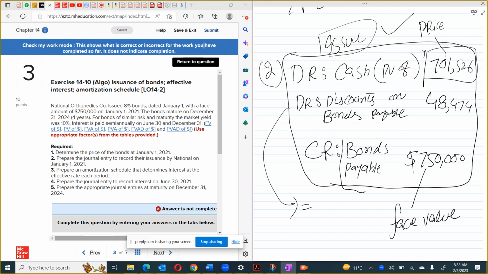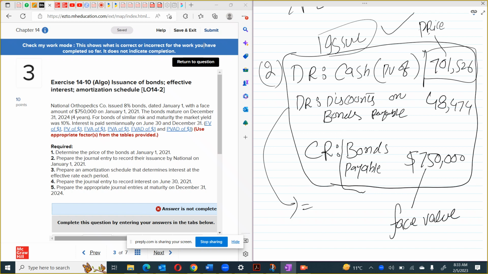Got it? So now I move to requirement 3. In requirement 3, you will prepare a schedule. How will you prepare the schedule? The format is written: cash interest, bond interest expense, discount amortization, and carrying value. How will you calculate the cash interest? Face value multiplied by the coupon rate.